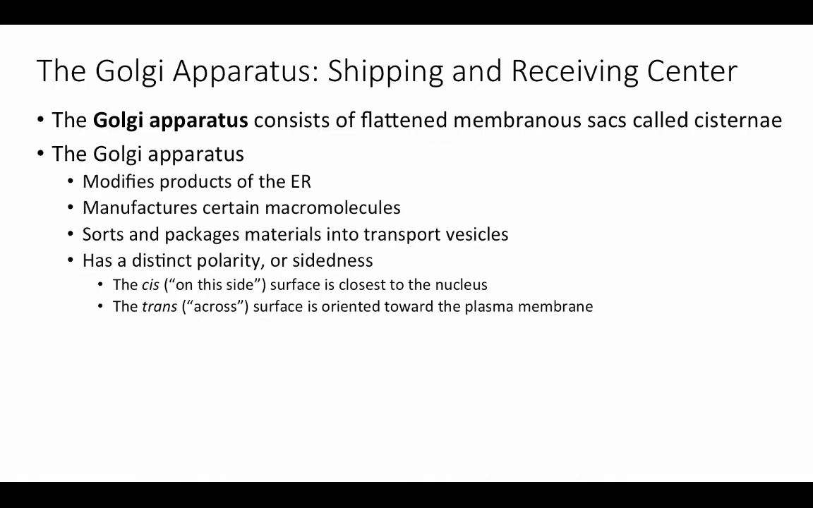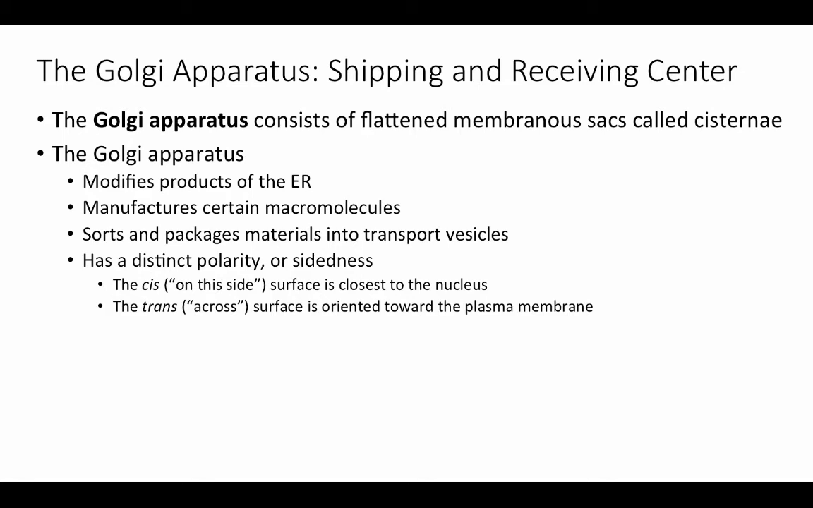So what does the Golgi apparatus do? It's going to modify the products of the endoplasmic reticulum. So it's going to take those folded polypeptides and further modify them. It's also going to manufacture certain macromolecules, so it's going to have some synthesis functions. It also sorts and packages the materials that come from the rough ER into transport vesicles that are going to take them to the specific location where they need to go.